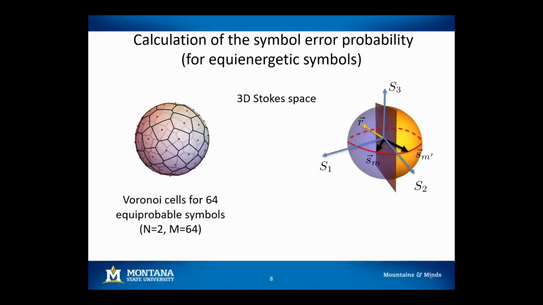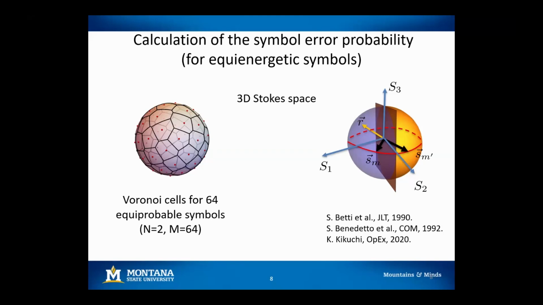So one way to avoid the exact calculation is to use a bounding technique, and we use the union bound, where you consider pairs of points. Let's assume here you are sending this symbol, which is denoted by S_m in Stokes space, and you consider the probability of getting a different symbol S_m'. So the idea is that the amplifier noise can make our correct symbol go to the wrong hemisphere. This union bound was used initially by Betti in a paper about polarization shift keying in the 90s.